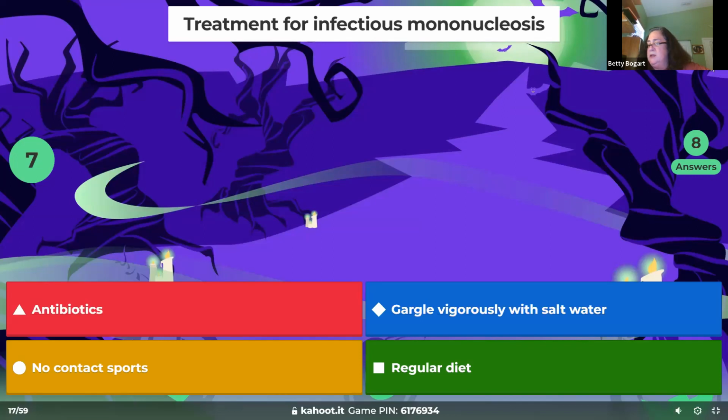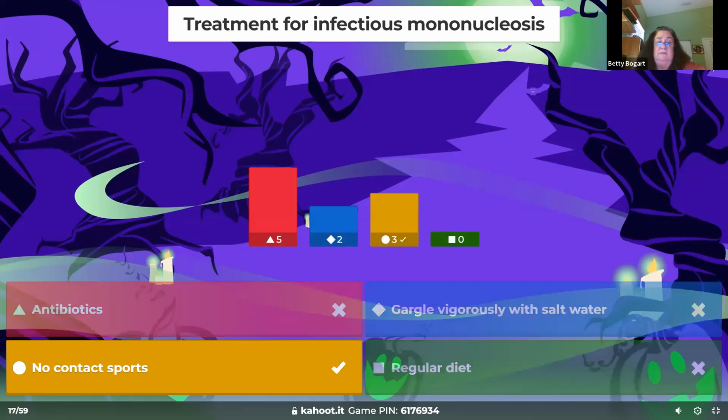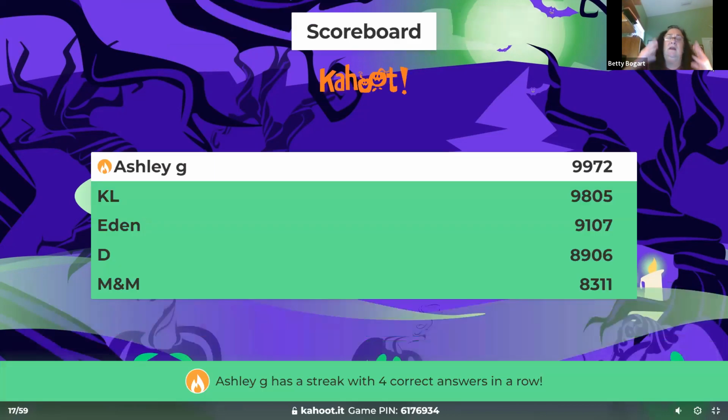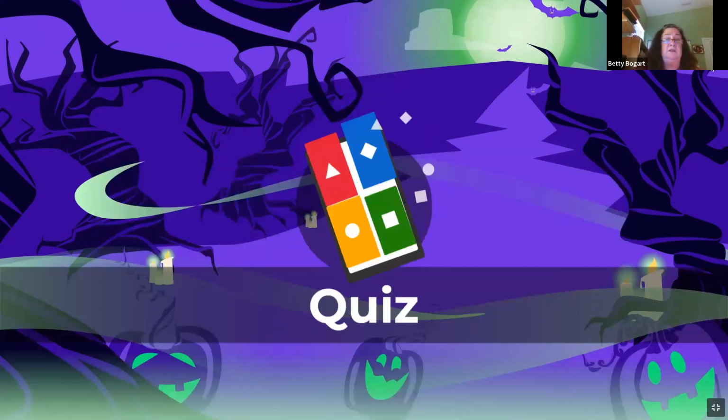Mono, the kissing disease. It's not a big deal, right? No contact sports. Remember that kid on the trike out in the Everglades who fell and busted his spleen? It's like a big balloon that popped. No contact sports. They need to be protecting that for the first couple of weeks until cleared by the pediatrician.